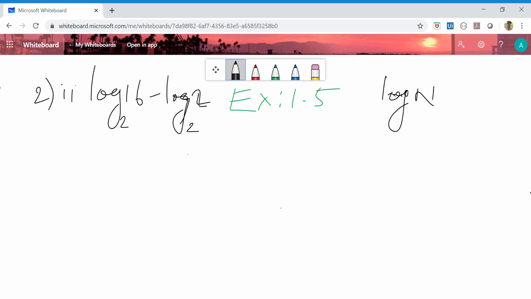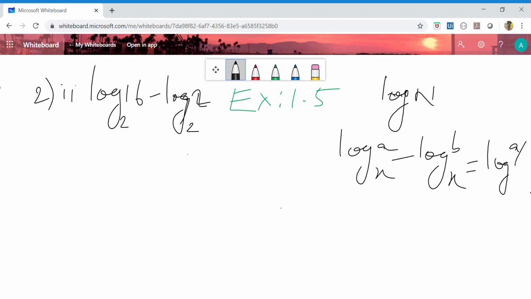So to make it a single logarithm, what law is applied here? Log a to the base x minus log b to the base x is there. You can see this law. So what is the formula for this? Log a by b to the base x. So what is a? 16. What is b? 2. So how can we write this? Log 16 by 2 to the base 2.